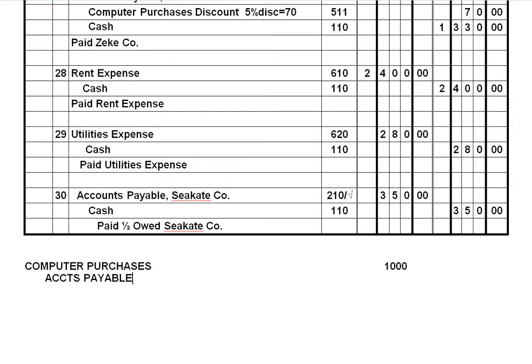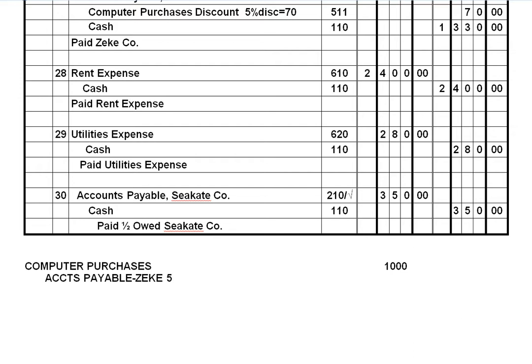the supplier. The people that we buy from are called our suppliers. So let's suppose that it was Zeke, right? So we would take Zeke in here and put that. All right, and if he offered us a discount, we probably put 5%.